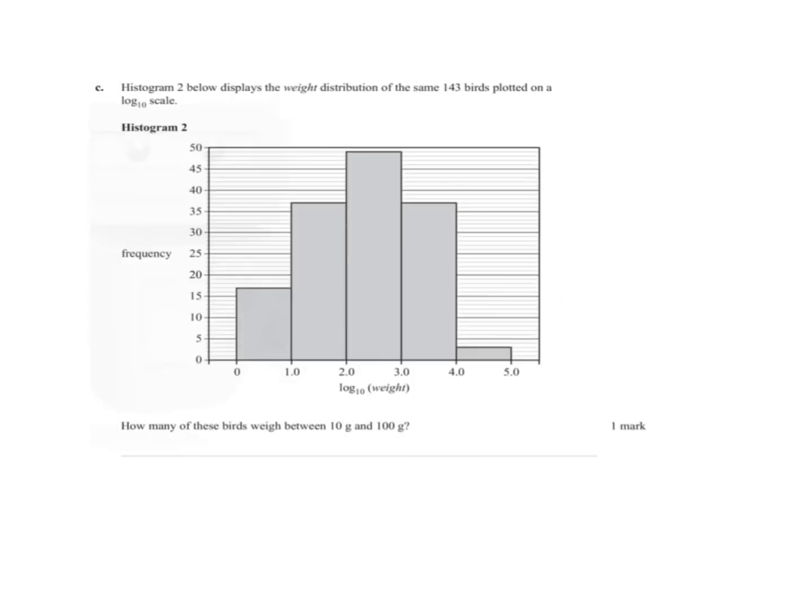So the histogram 2 below shows the weight distribution of 143 birds. So remember, we should always take note that they're giving us the total, and also take note of what type of histogram it is. It's just a normal number frequency, a count frequency, not a percentage. So when they ask how many birds weigh between 10 and 100, this is real weight, not log scale weight, yeah?